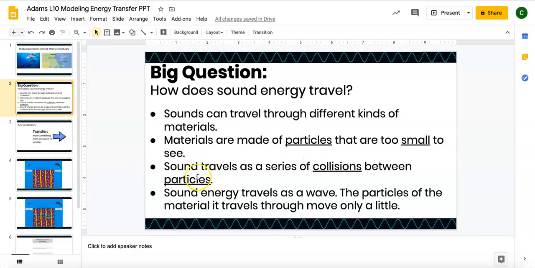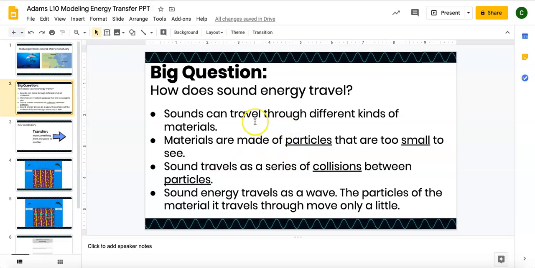We've also learned last week and this week that sound travels as a series of collisions between particles. So the other day we did a coin experiment, which allowed us to model and represent particles that would collide into one another by using those coins to collide into one another. So that's very similar. We're also going to talk about collisions and particles today as we talk about energy transferring from particles to particles. We've also learned that sound energy travels as a wave. The particles of the material it travels through move only a little.